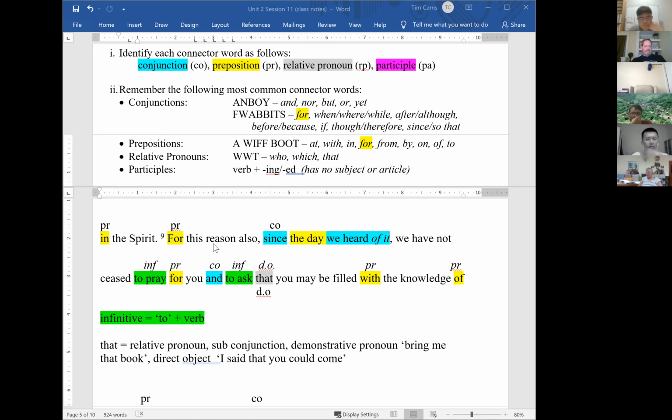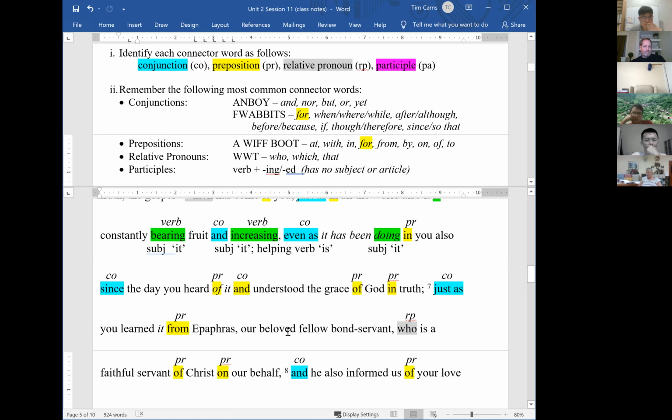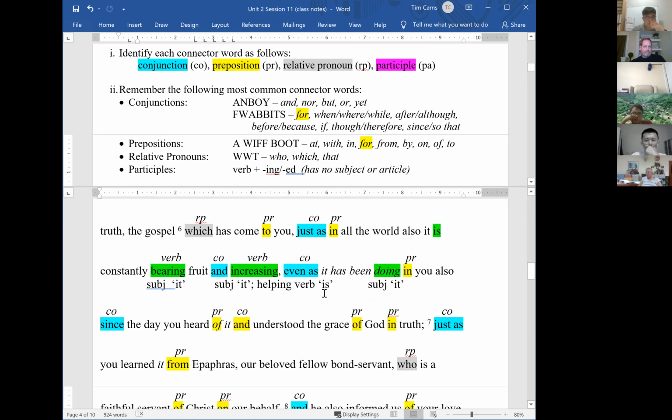Yeah, how we would diagram this is as follows. We have the same trouble on verse 6 also, or verse 7 maybe. Yeah, verse 6 right here. It's the same phrase. Since the day, in this case, you heard of it. Literally, it's from which day you heard.